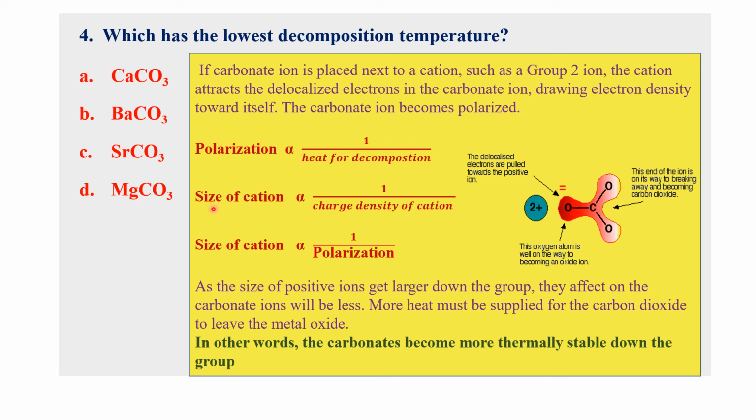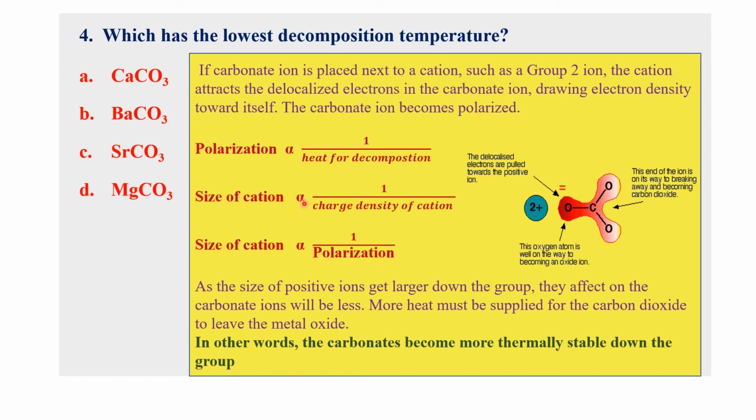Also, the size of the cation depends upon the charge density of the cation. The greater the size of the cation, the lower the charge density. Size of cation and polarization also have a relationship. If the size of the cation is high, polarizability will be low, or we can also say that if the cation is small in size, then polarizability will be high. Now, on moving down the group in the periodic table, the size of the cation will increase. As it increases, the polarizability will decrease.